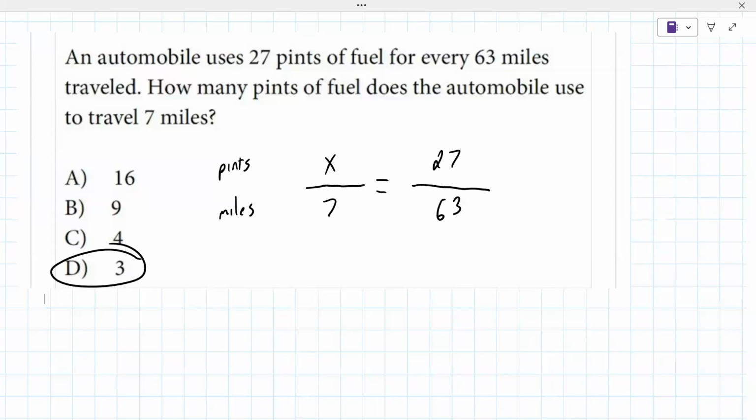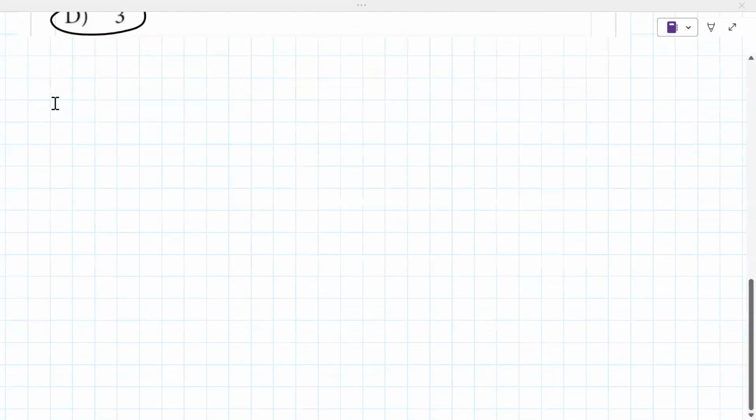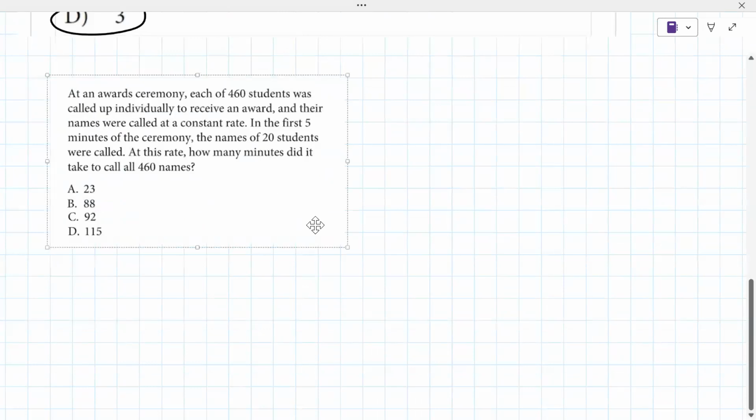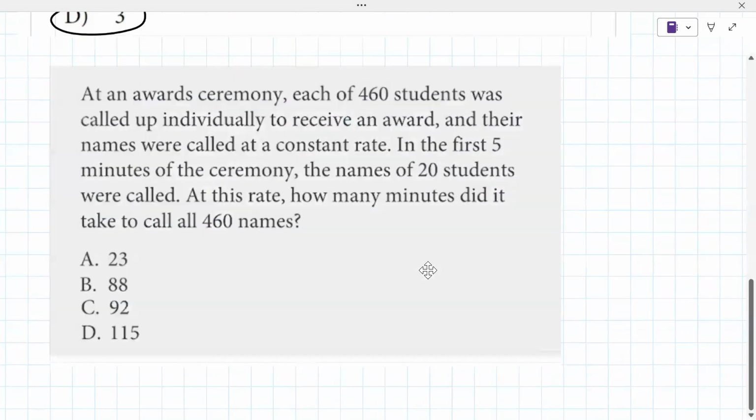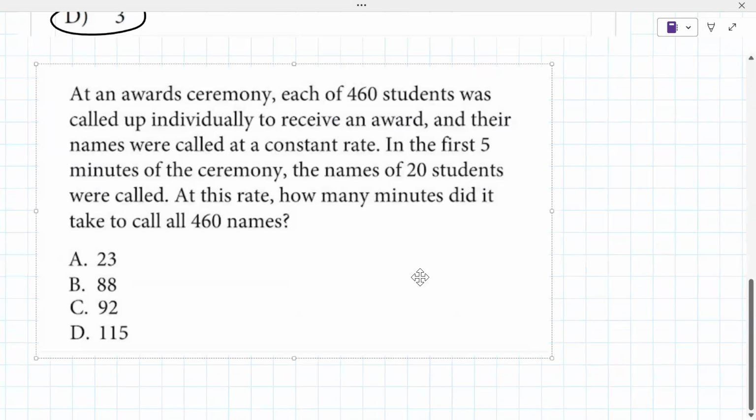All right. Let's try another one here. Okay, all right, so I'm going to put this on screen. Go ahead and read it out loud whenever you're ready.